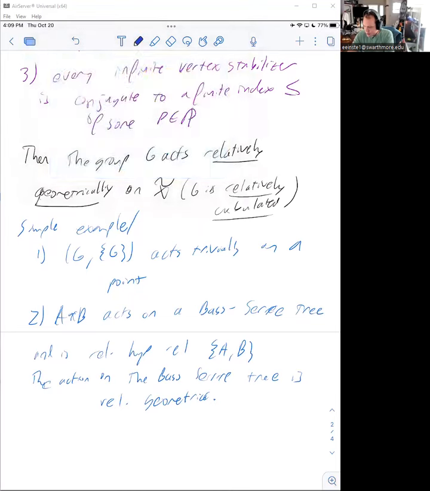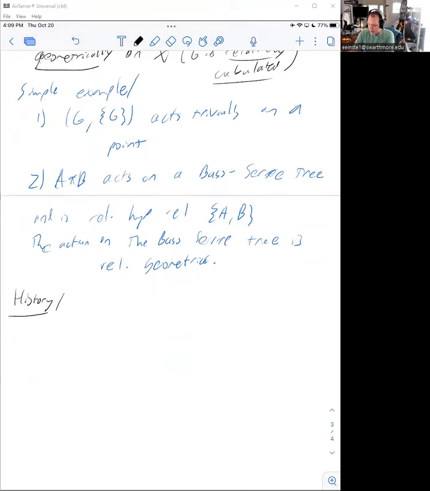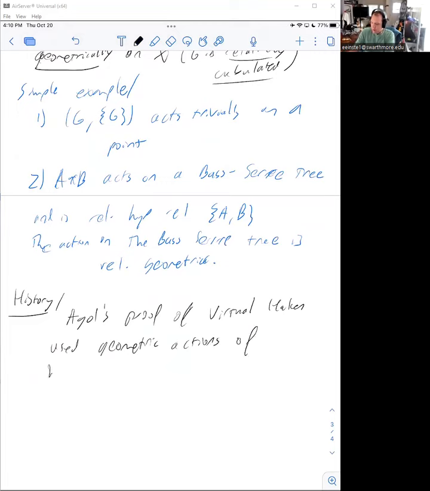So let me give you some history as to how we got here and why relatively geometric actions. If you've been paying attention to geometric group theory, the big work that emerged was Agol's proof of virtual Haken, which used geometric actions of hyperbolic groups on CAT(0) cube complexes.